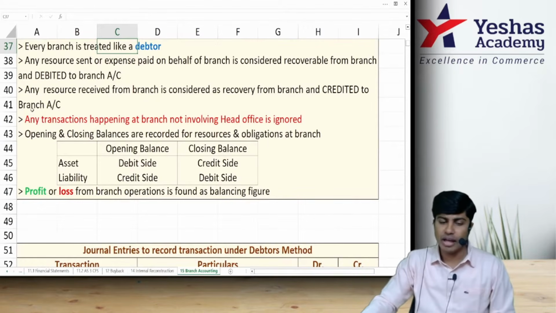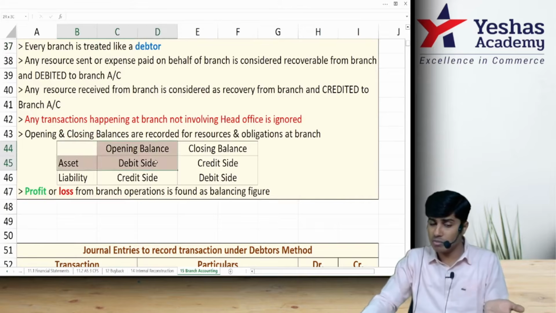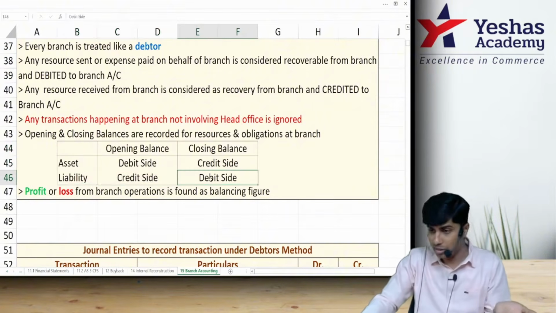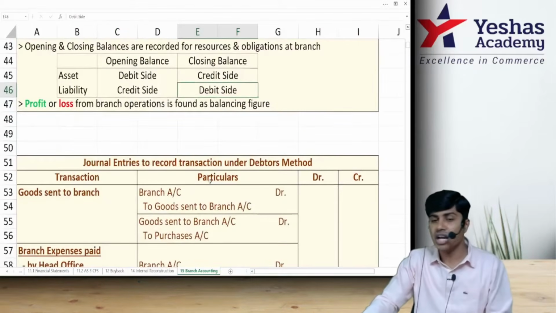The next thing is that for assets, the opening balance goes on the debit side and the closing balance on the credit side. For liabilities, the opening balance goes on the credit side and the closing balance on the debit side. And there are certain transactions which are ignored.